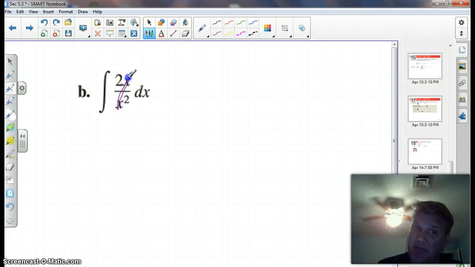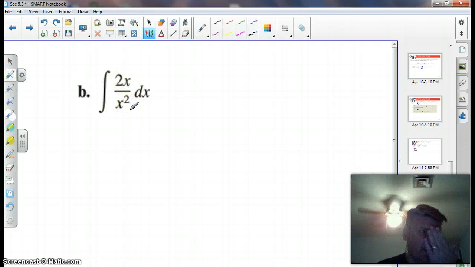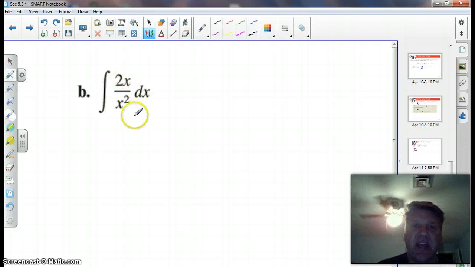It looks like you could maybe reduce this fraction, but because these are variables, that is dangerous to do. In integration, you actually have to not simplify. If you're going to cancel out fractions, it'll actually change the integration. So don't reduce this.